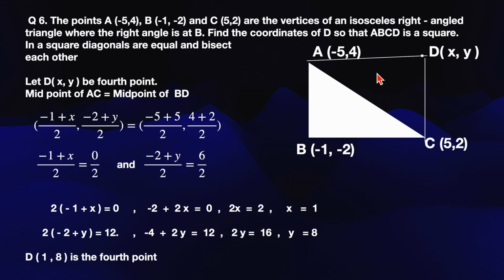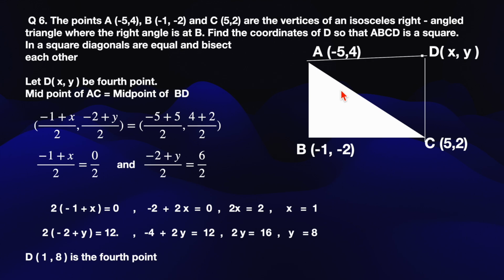In a square, the diagonals bisect each other. That means, what is the diagonal here? AC. And the other diagonal is BD. So the midpoint of AC is the same as the midpoint of BD. That is the property of a square, that the diagonals bisect each other.